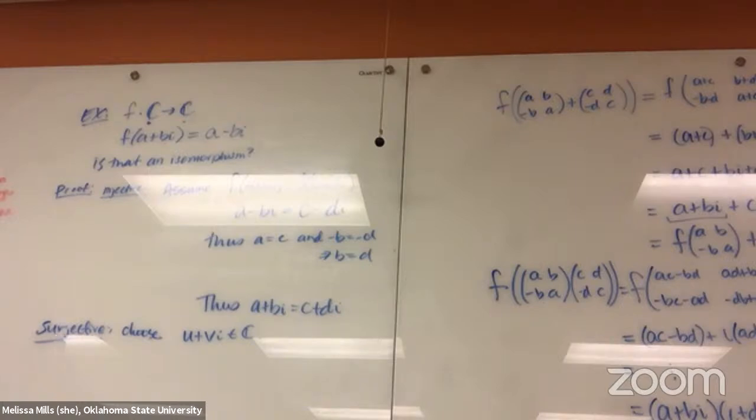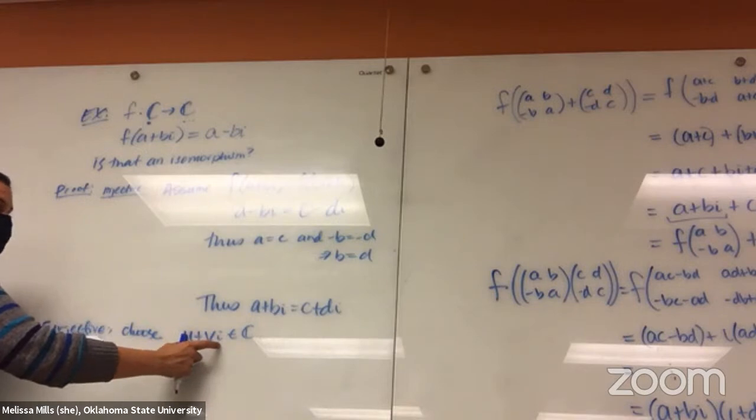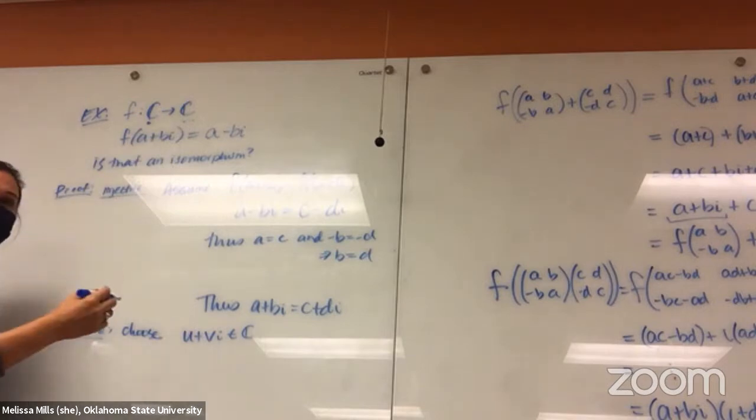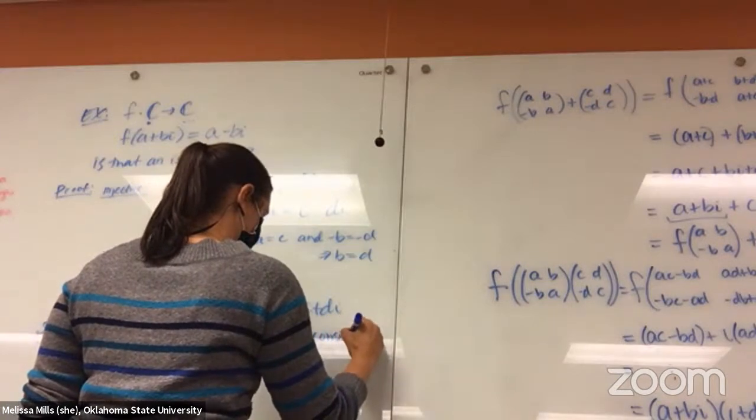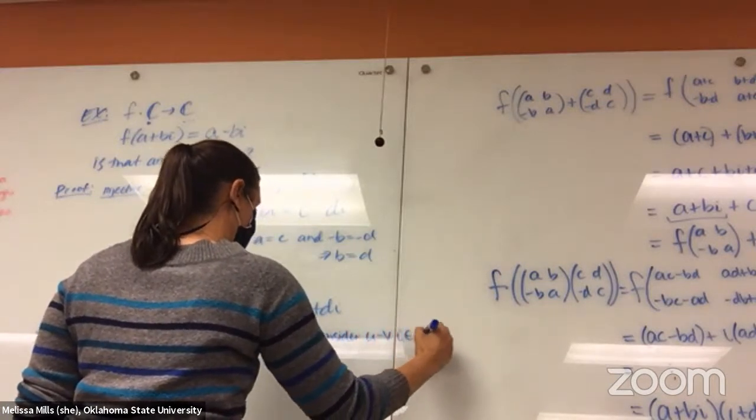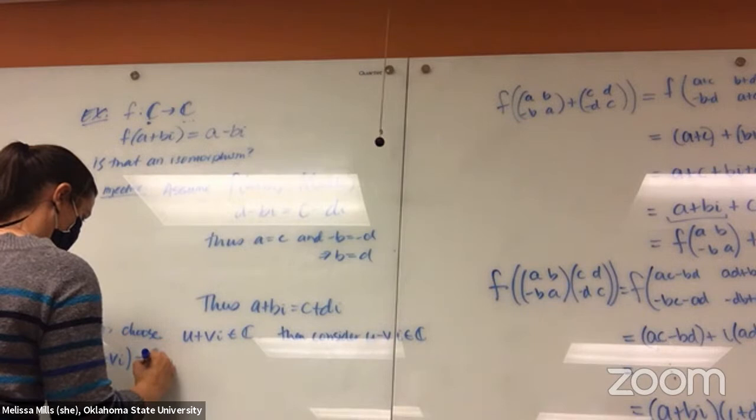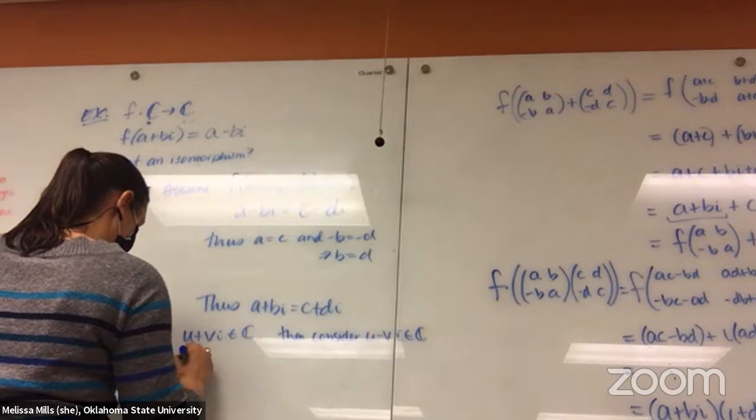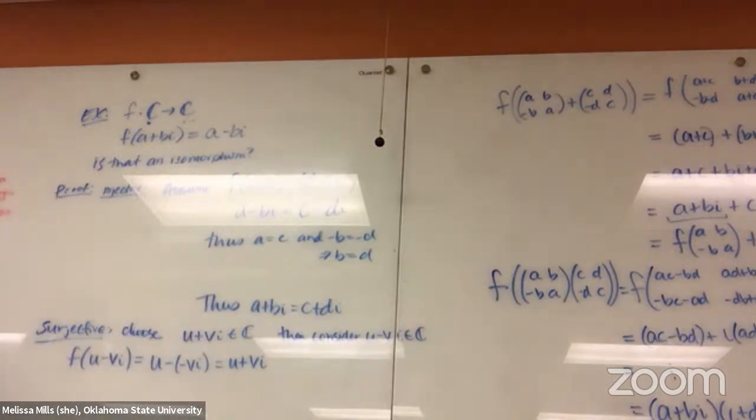Should it be minus VI? Yeah, so we're just picking an arbitrary element in C, right? And then what element in this C is gonna map to this element in this C? U minus VI, right? So then we'll consider U minus VI in C. And we'll say F of U minus VI is equal to U minus negative VI, which is equal to U plus VI. So I've landed on the one I chose to begin with, right?